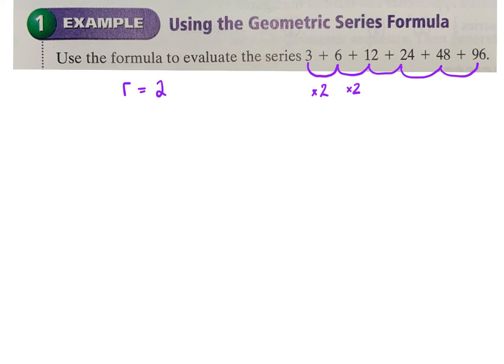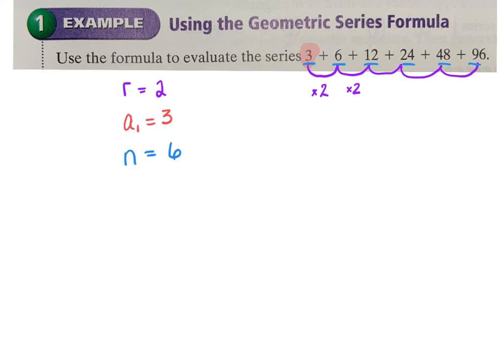The other thing that I need is the first term, a sub 1. They just handed it to me right there. My first term is 3. And then the last thing I need is the number of terms. How many terms do I have? 6. Right, I have 6 terms. So my n here is 6.